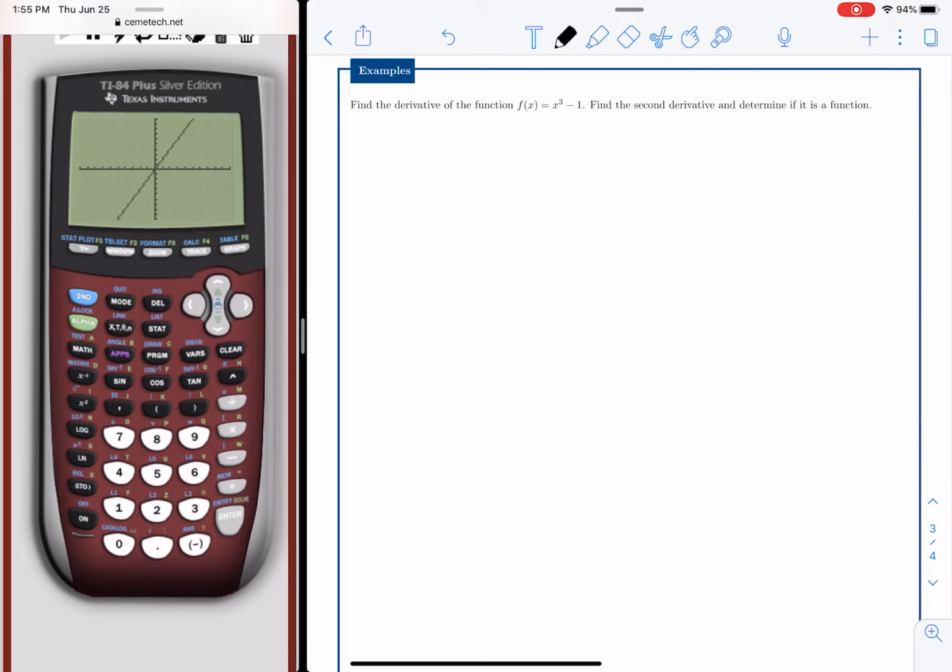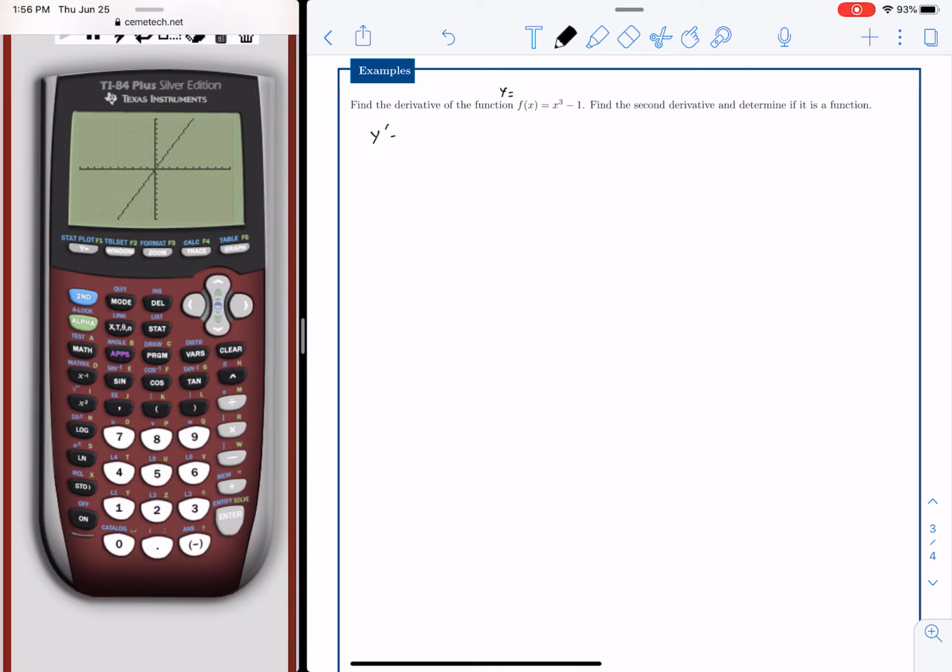So here we have x cubed minus 1. First we want to find the derivative, then we have to find the second derivative and determine if the second derivative is a function. We already know the first derivative of a function is a function. Now we'd like to know if it is true for the second derivative also. So let's start with the first derivative. y is the dependent variable, x is the independent variable.